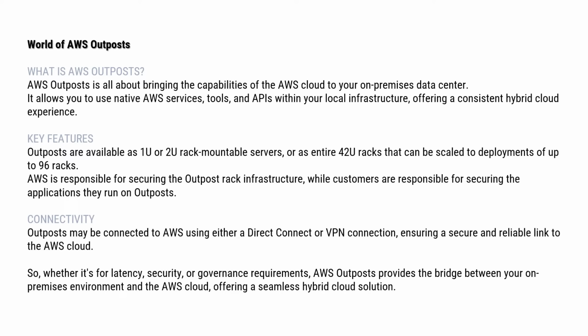AWS is responsible for securing the Outpost rack infrastructure, while customers are responsible for securing the applications they run on Outposts. Outposts may be connected to AWS using either a Direct Connect or VPN connection, ensuring a secure and reliable link to the AWS cloud. So whether it's for latency, security, or governance requirements, AWS Outposts provides the bridge between your on-premises environment and the AWS cloud, offering a seamless hybrid cloud solution.